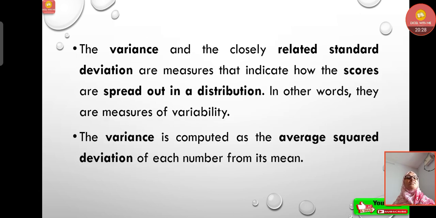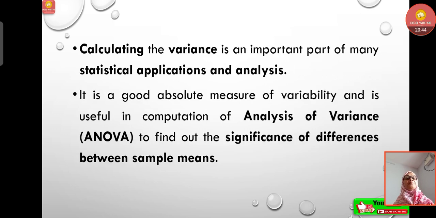Now the variance and the closely related standard deviation are measures that indicate how scores are spread out in a distribution. In other words, they are measures of variability. The variance is computed as the average square deviation of each number from its mean. Now calculating the variance is an important part of many statistical applications and analysis. It is a good absolute measure of variability and is useful in computing of analysis of variance, ANOVA we call it in general, to find out the significance of differences between the sample means, whether there is a difference or not.